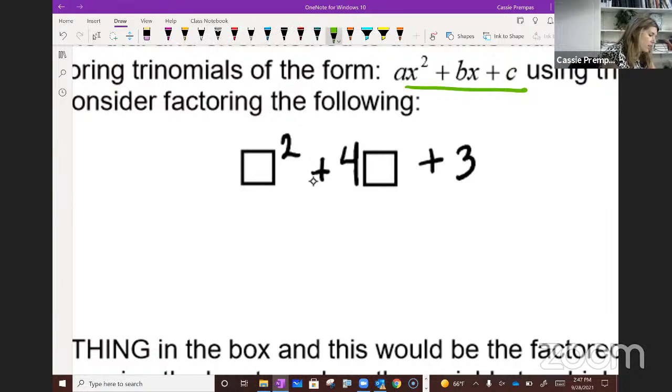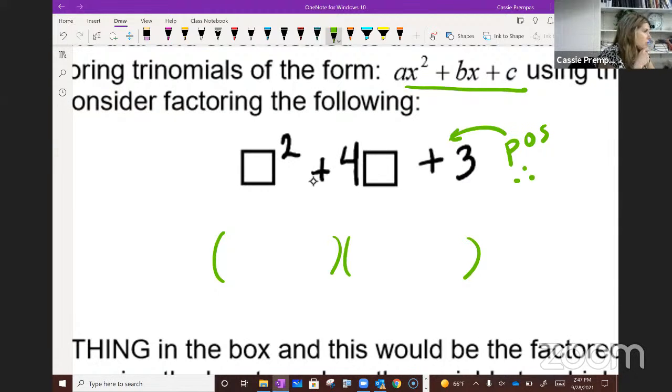If I'm factoring this down, right now I would read this as a box squared plus 4 times a box plus 3. There's no GCF, so I would break this into 2 parentheses. The last term is positive. Therefore, am I going to have the same signs or different signs? Same, good. What are they the same as? Good, the middle one, plus and plus.